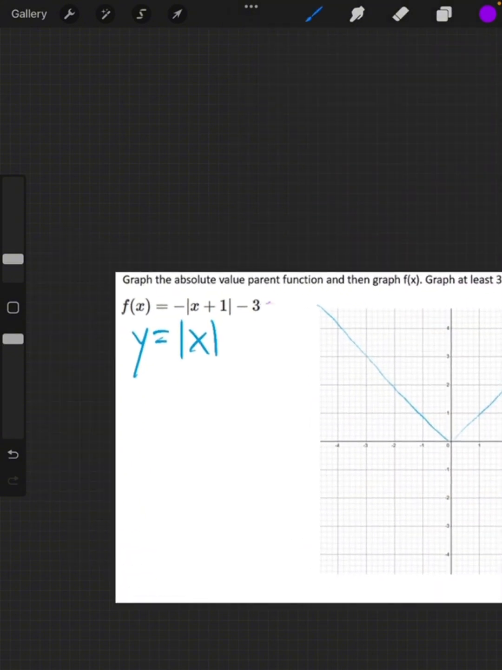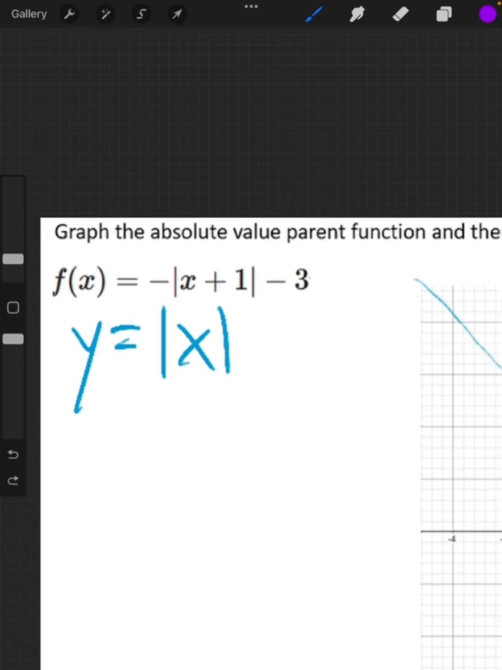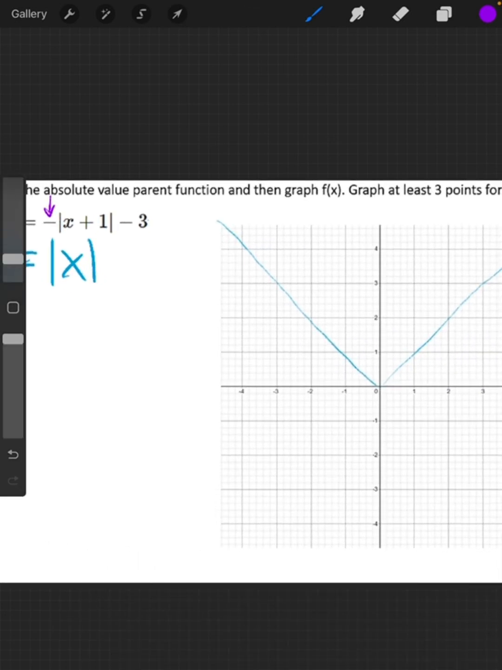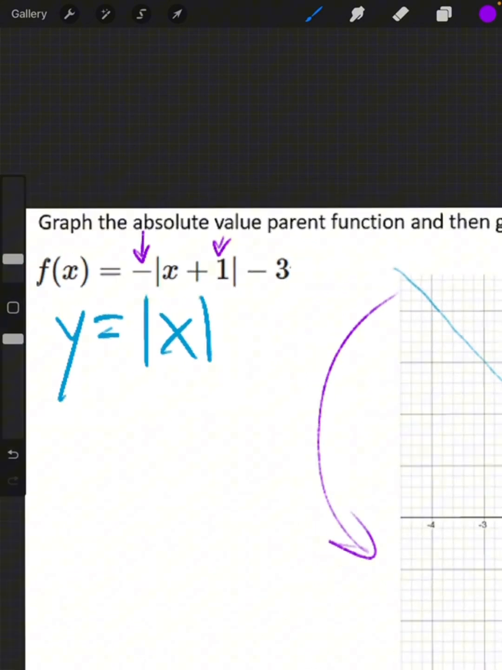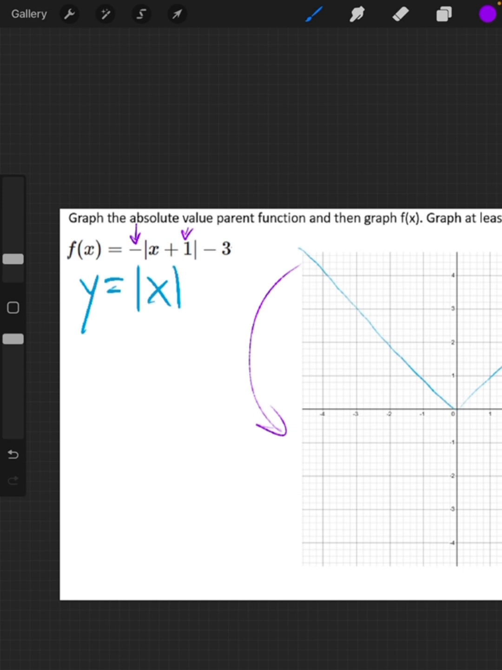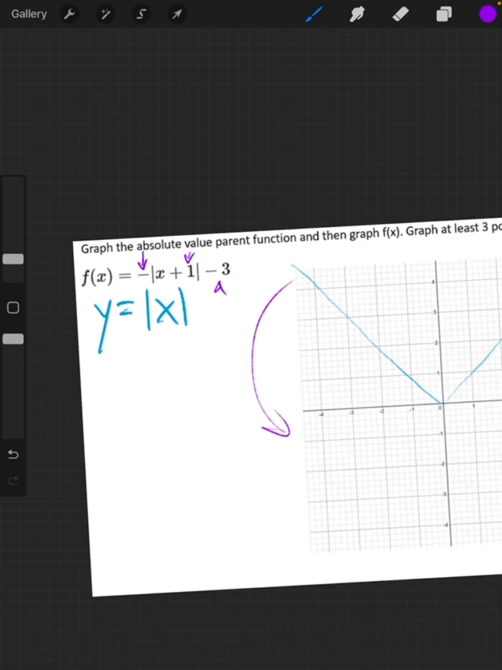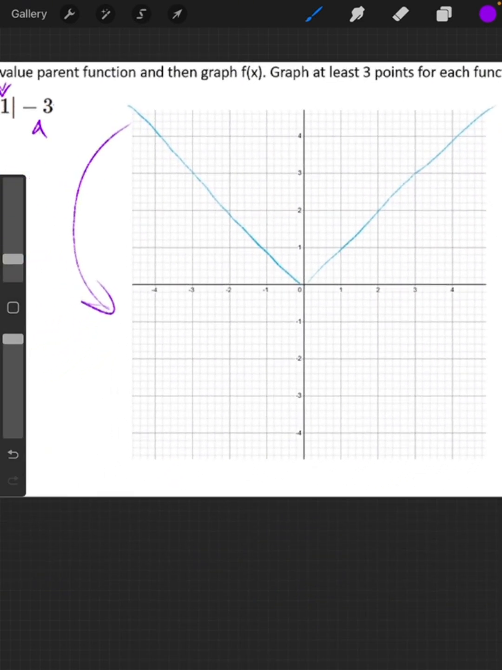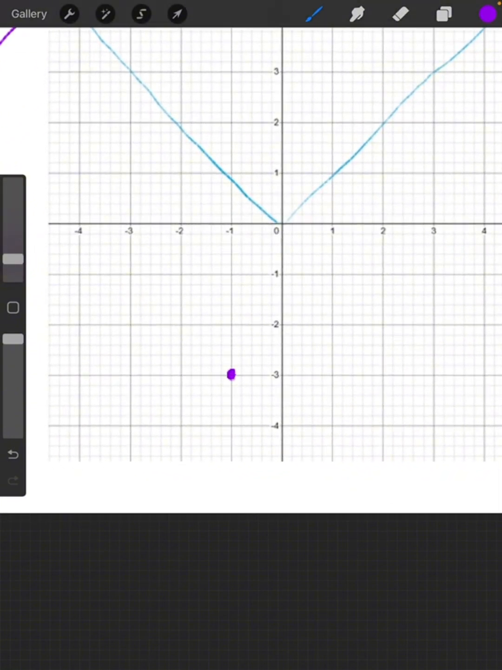For the transformation, this negative sign right here means that the graph will flip over the x-axis. This +1 right here will move the whole graph over to the left one, and then this -3 will bring it down 3. So we go over 1 and 1, 2, 3. So that's our 0 right there.